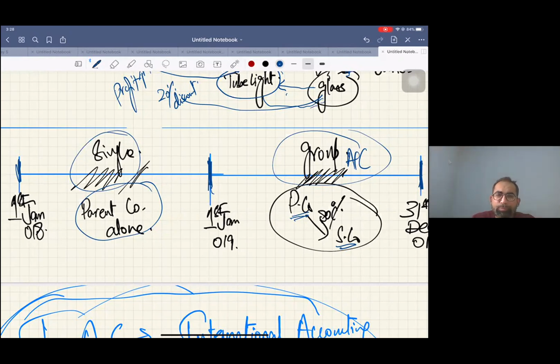Okay. Now, one thing I always say to my students, that computing ratios is not a big issue. Ratio analysis calculation is not a big issue. The real issue is the commentary, right?